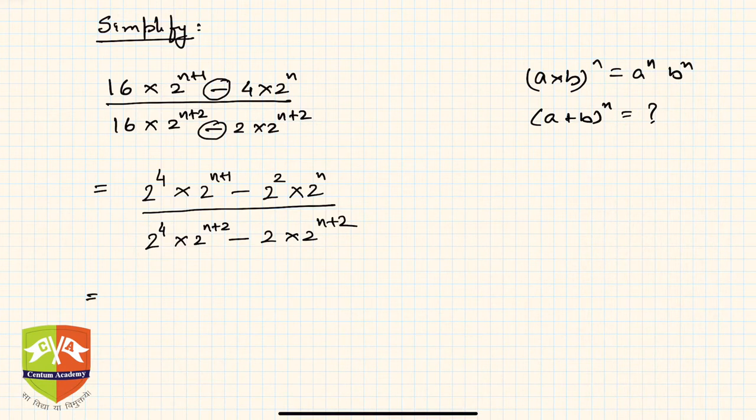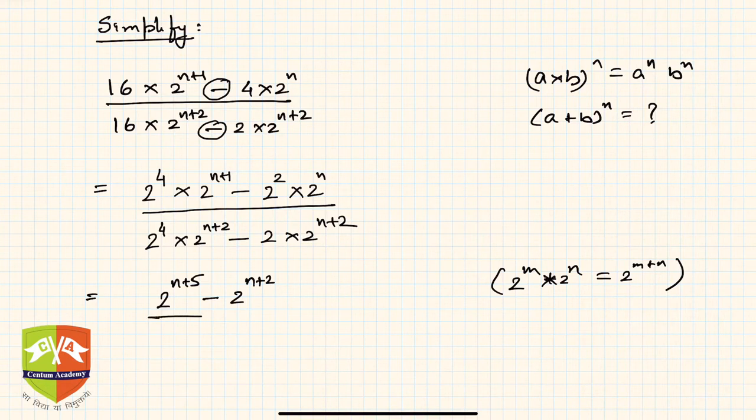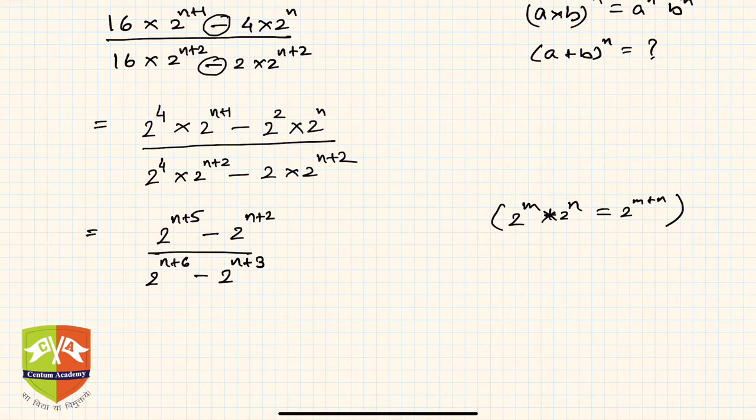So what to do? Hence basically, you can use the law of exponents and you'll see it is 2 to the power n plus 5. Why? Because 2 to the power m into 2 to the power n will be 2 to the power m plus n, isn't it? So I've used this in the first, and then in the second one also it is 2 to the power n plus 2 divided by 2 to the power n plus 6 minus 2 to the power n plus 3, isn't it? That's what we are getting.